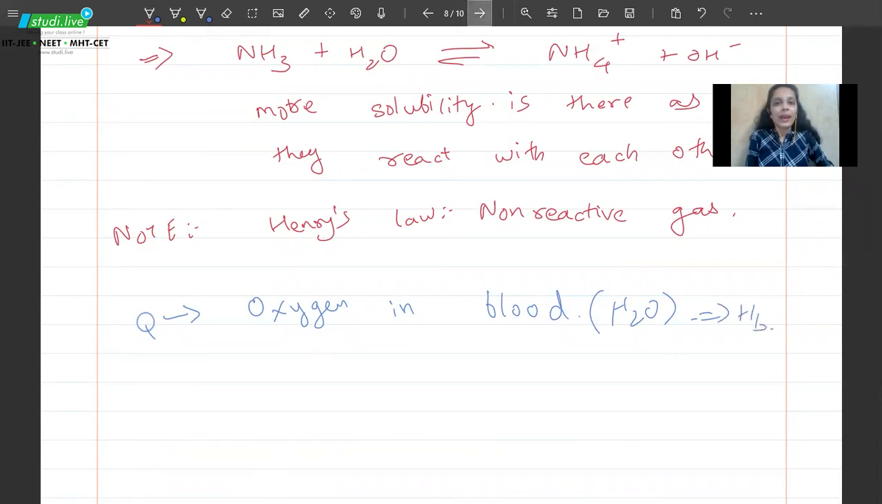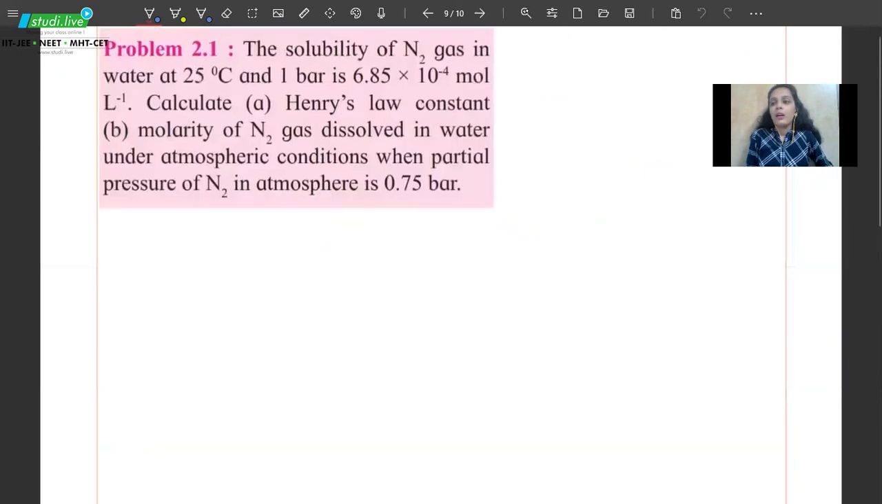So let's go ahead. Henry's law, as I said, is very important. A 1 mark or maximum 2 mark question can be asked from Henry's law. The thing that we need to understand is only the unit conversion. So the question is in front of you. I want you to solve it. Okay, give it a try.